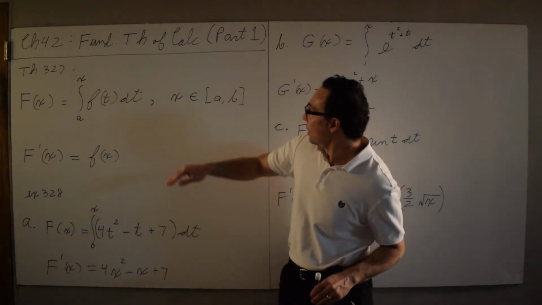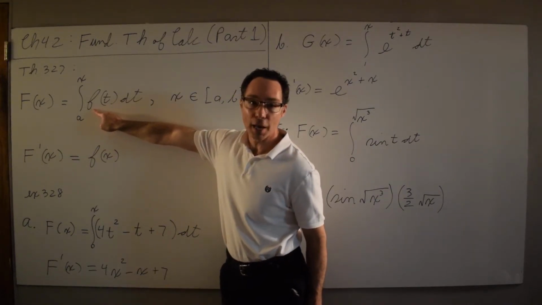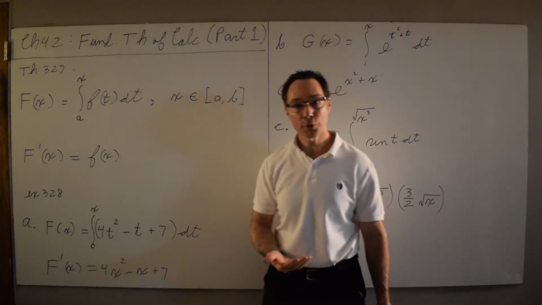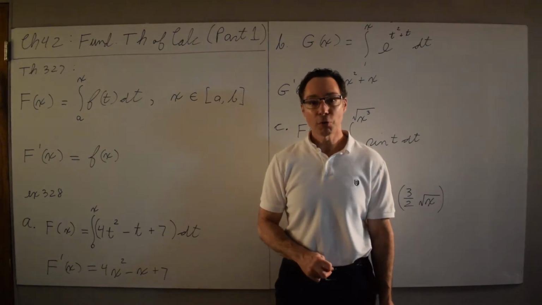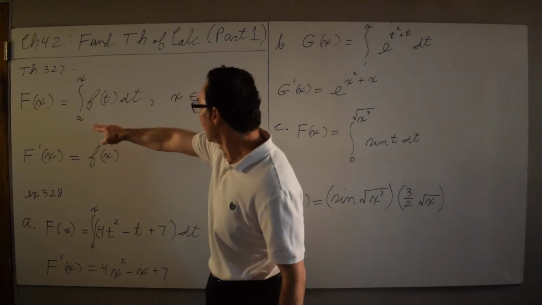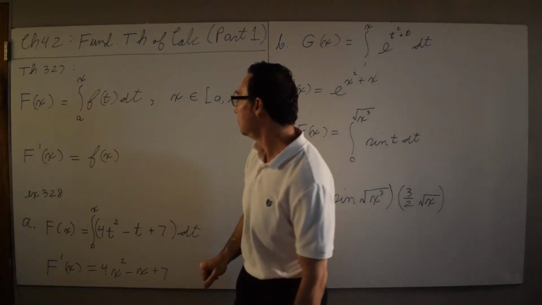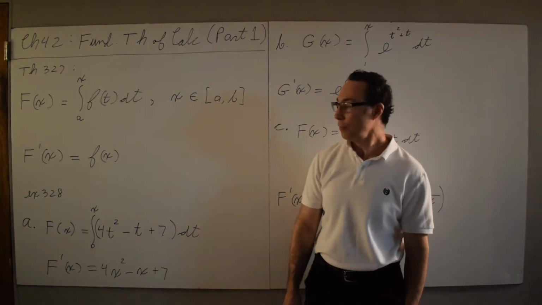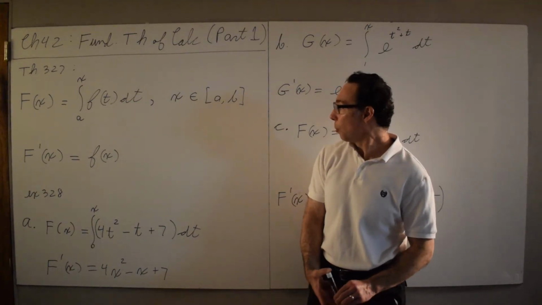With part 1, we have a function f, the lowercase f, that is continuous on the closed interval [a, b]. We know that a continuous function on a closed interval is integrable. And so we define this function capital F of x as the integral from a to x of f of t dt. This is how we're defining our function. It turns out capital F of x is continuous and differentiable.